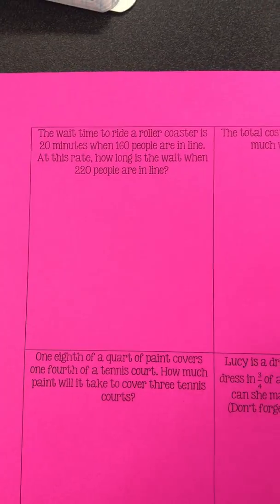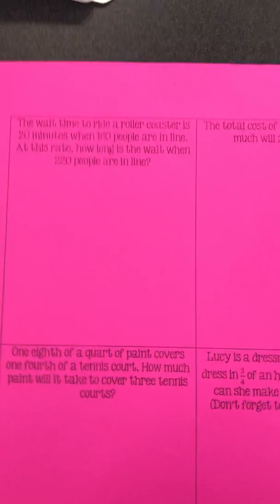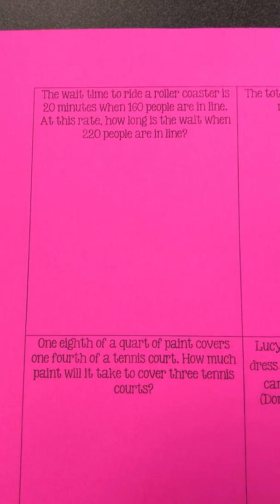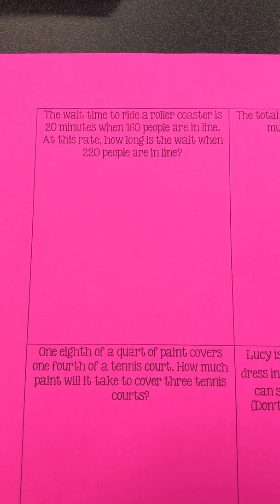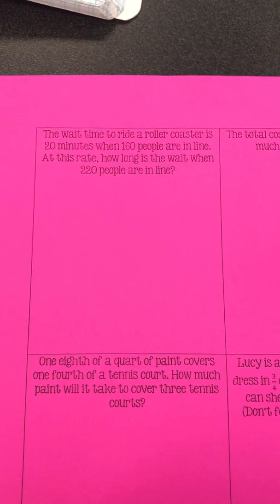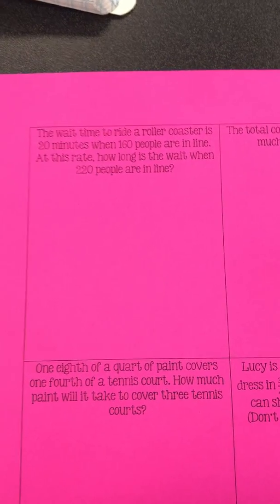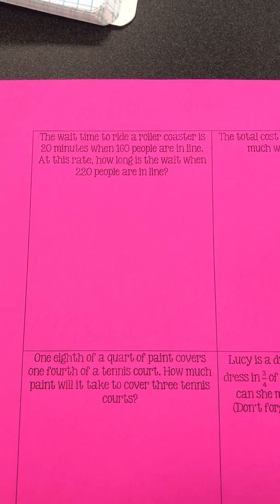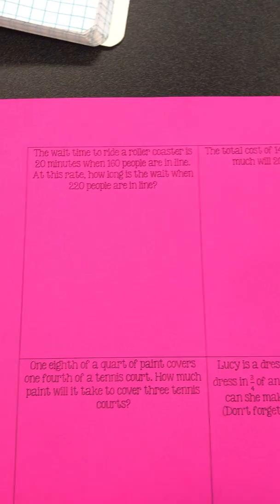All right, now we have a word problem that we're going to set up a proportion to make true. So the wait time to ride a roller coaster is 20 minutes when 160 people are in line. At this rate, how long is the wait when 220 people are in line?